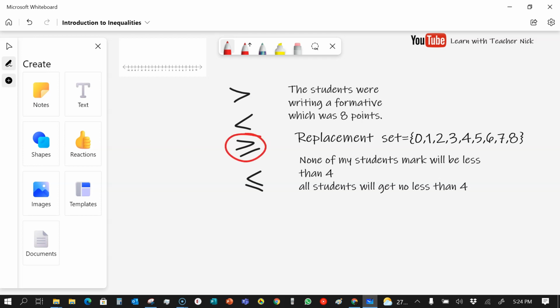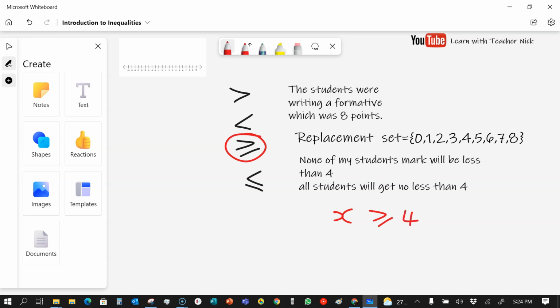So if I say they're not going to get less than 4, then it means they will get 4 and above. All right? And how do we represent this? Let's say their mark is represented by the letter X. So it means X is what? X is greater or equal to 4.